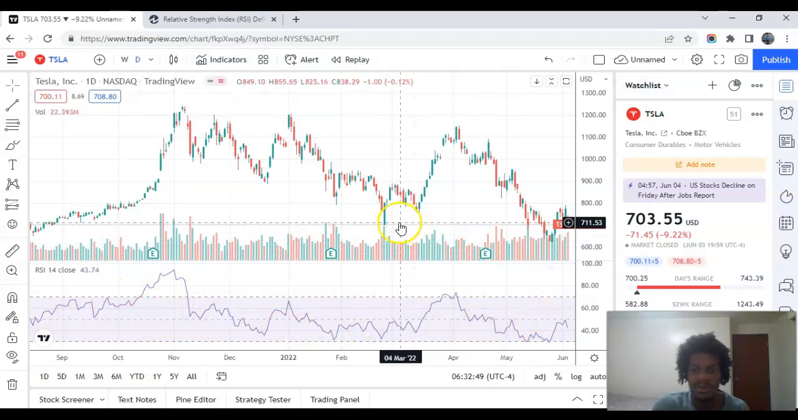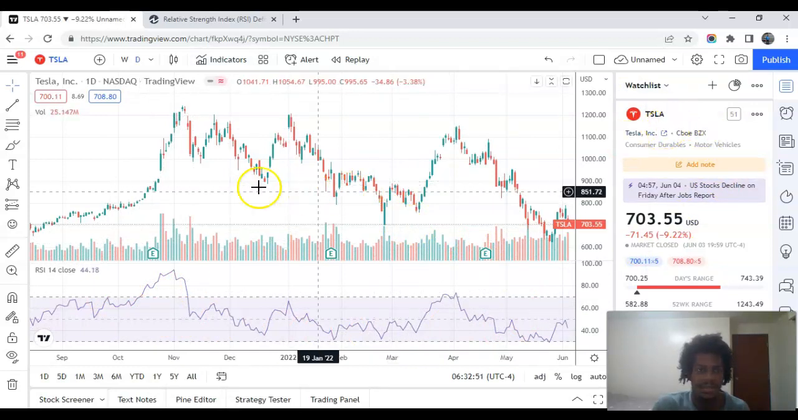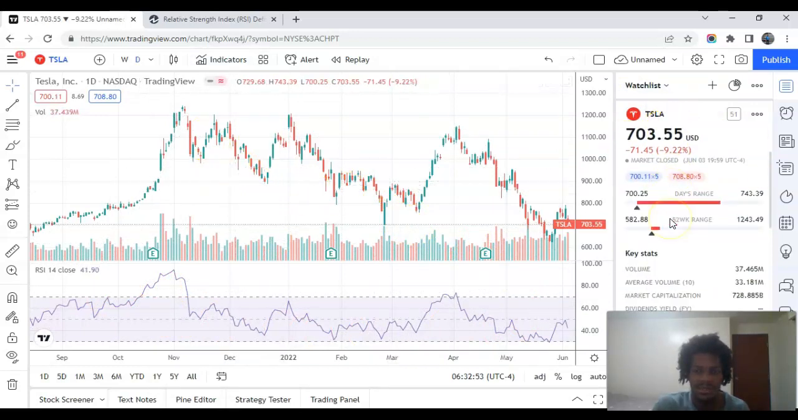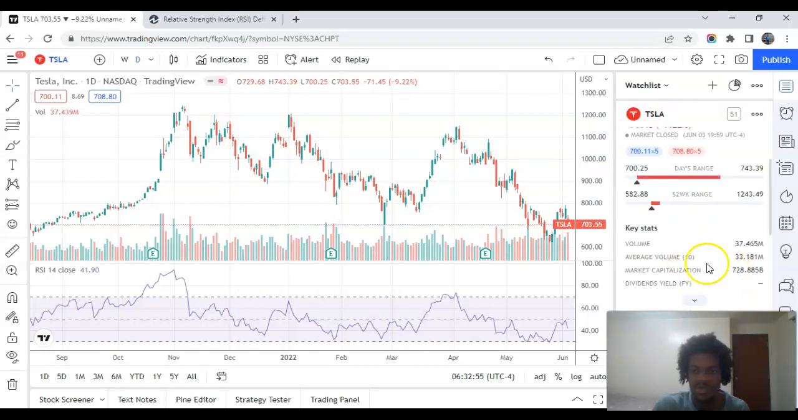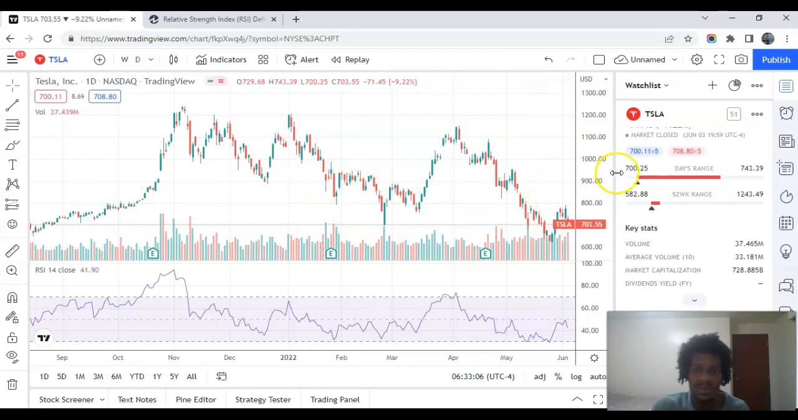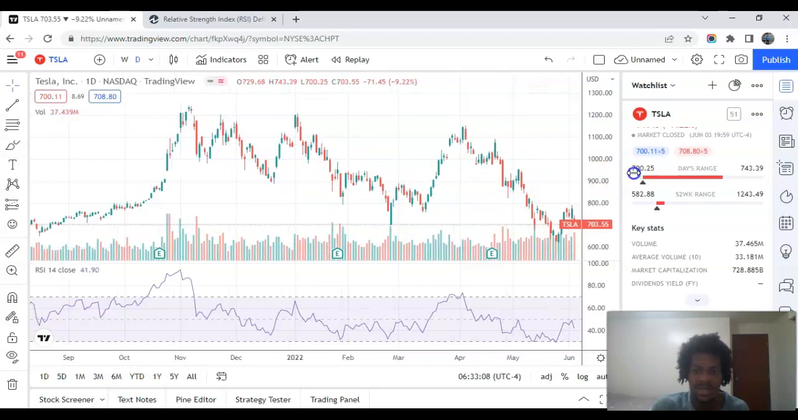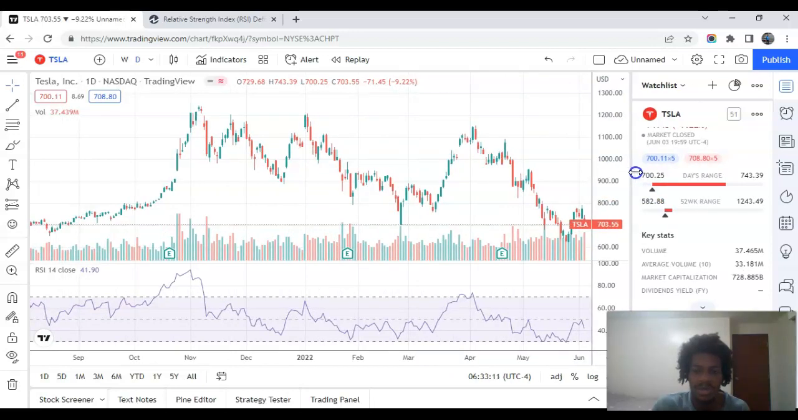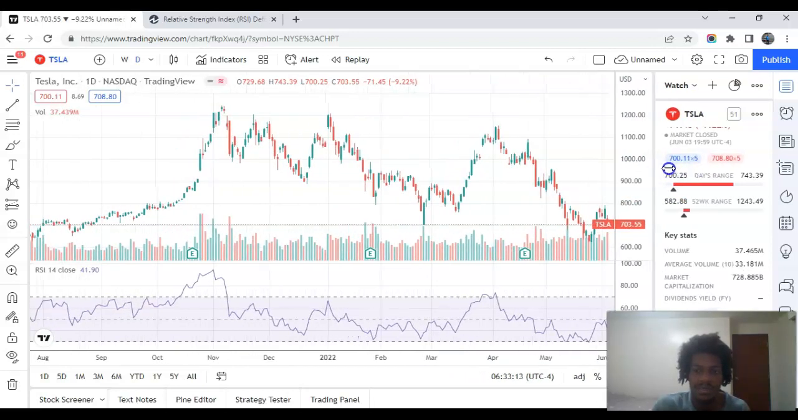So for this example, we're taking a look at Tesla. Right now Tesla is trading around $700, has a market cap of $728 billion, and it's one of the more popular stocks out there. It's one of the stocks that I've been trading and investing in off and on ever since 2020. I wanted to use this in this video example because I think it's simple to understand. I think most people are familiar with Tesla.